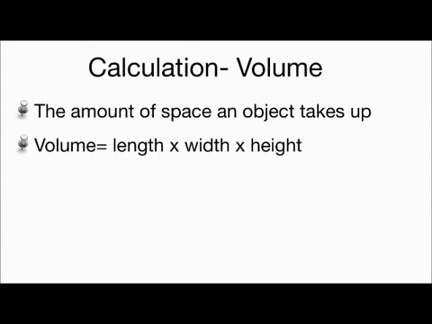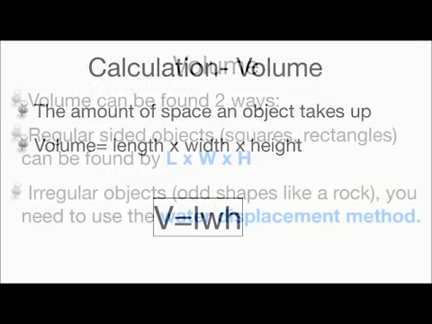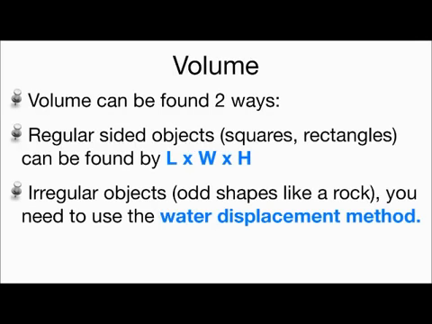Now, before we get into density, we've got to figure out how to use volume. And the most common way you're going to figure out volume is by length times width times height. But that's only going to be for a regular sided object. Sometimes you might have irregular shaped objects, like a rock. You're going to need to use the water displacement method.